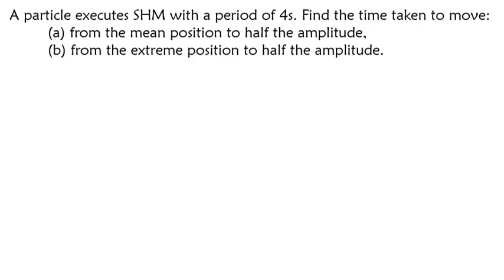A particle executes simple harmonic motion with period 4 seconds. Find the time taken to move from the mean position to half the amplitude. Alright, so to start with, we've been given the period.